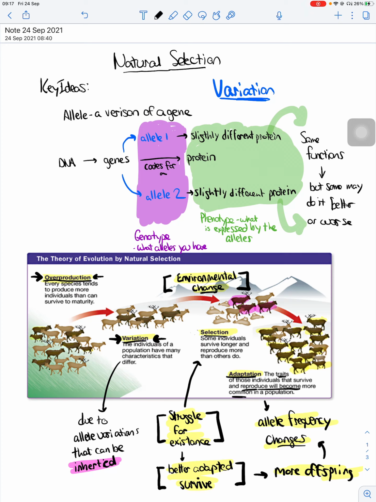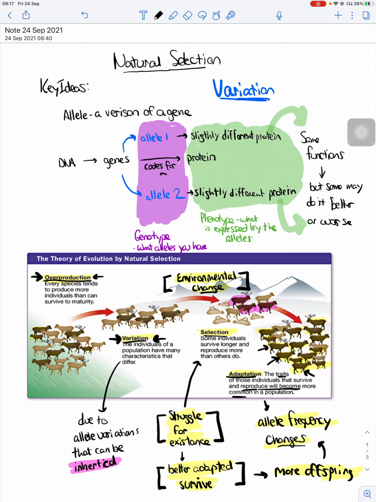So in this case, the allele for dark colors seems to have an advantage. They're better adapted. So the frequency changes. And this was the basis of natural selection. This is what Darwin proposed.